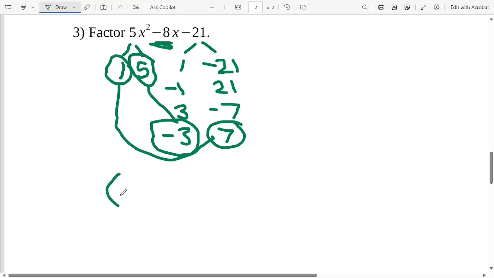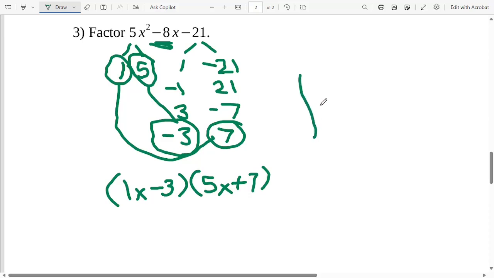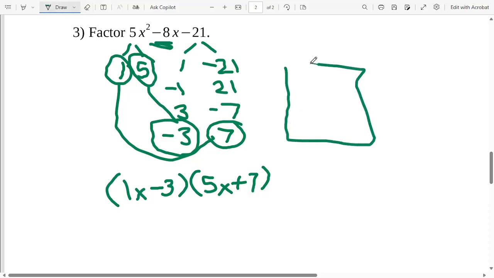Okay, so 1 and 5 will be my coefficients in front of x. So 1x and 5x. And I want the 5 multiplied by the -3, so I'm going to put the -3 here. And I want the 1 multiplied by the +7, so I'm going to put that here, plus 7. It's a plus. Okay, let's see if I can draw a Punnett square straight. Nope, apparently not. Let's try that again. Oh, kind of all over the place here.